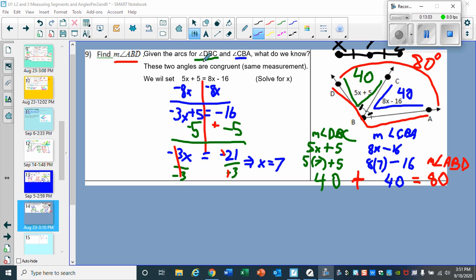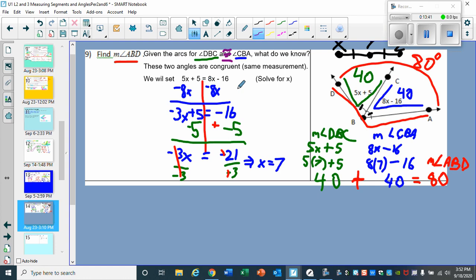So we have the arcs for angles DBC, CBA. We know that these angles are congruent. So DBC, you could say, is congruent to CBA. Since the angles are congruent, you set them equal to each other because they're the same. So therefore, you set the two expressions equal. Now you solve for x.